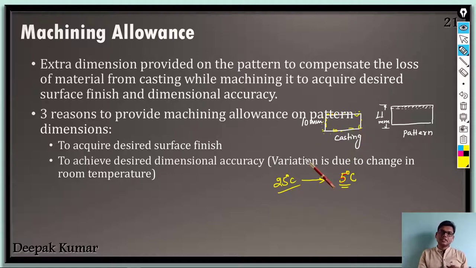You predicted that this much should be the dimension, but due to the cold season the temperature is very low, and due to that the pattern or the casting will shrink more. In that case you will not get the exact dimension. So to get the desired dimensional accuracy, we go for providing the machining allowance. Other factors are also there, not only the temperature change. There may be other factors, like, let's suppose you are using some gray cast iron.